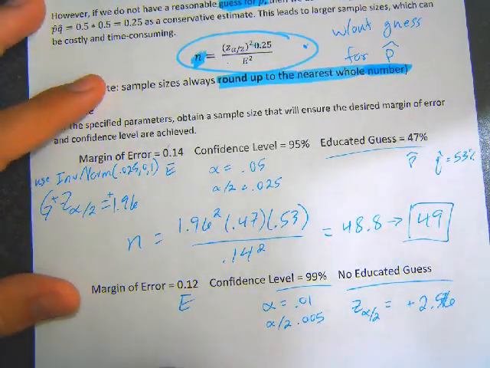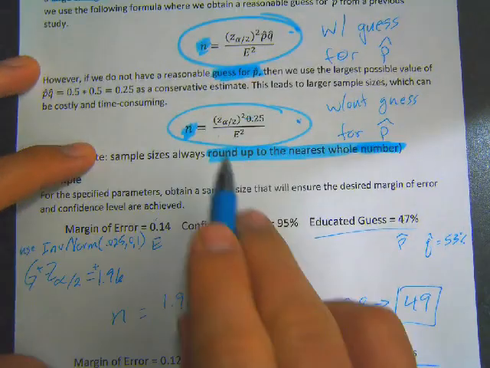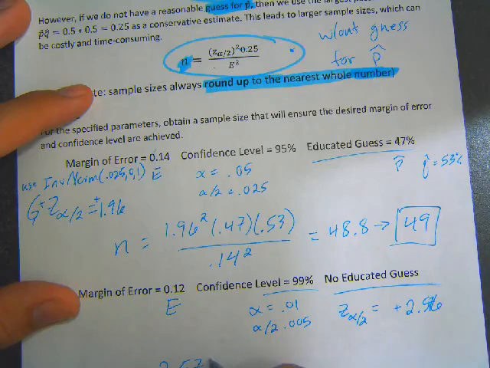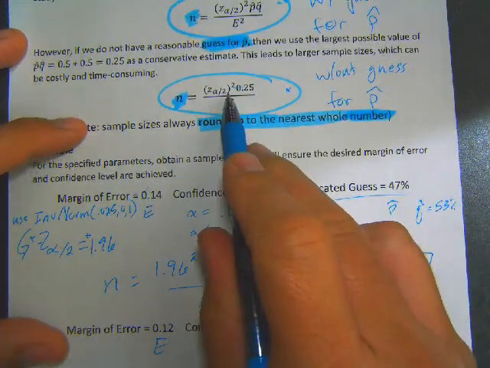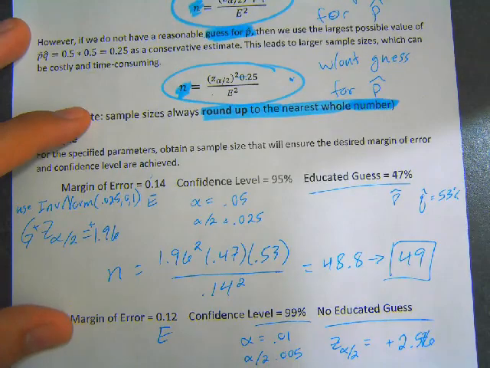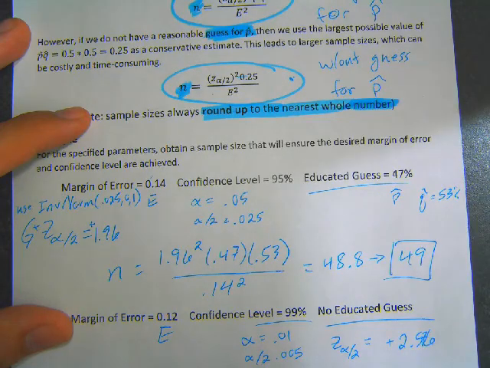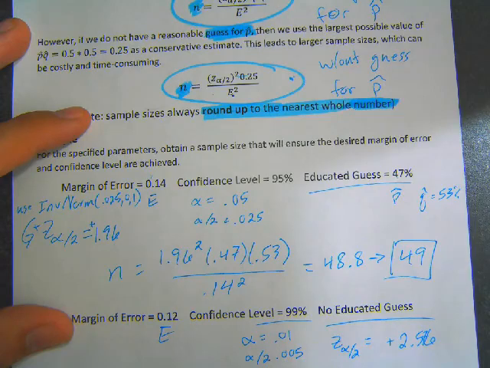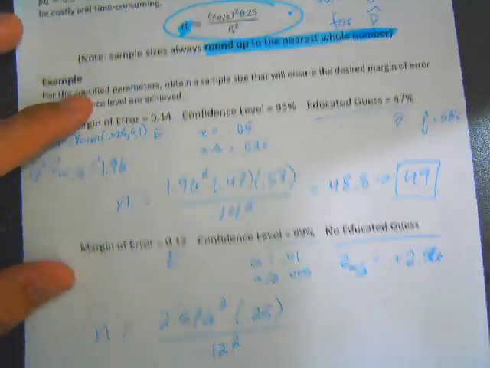So when I do my formula, my z score, z of alpha over 2, is going to be 2.576. Again, that is squared because of the formula. 0.25 is what I put in here, so I put 0.25 in there. And then on the bottom I have the margin of error, E, which is 0.12 squared. So that's what I should get.